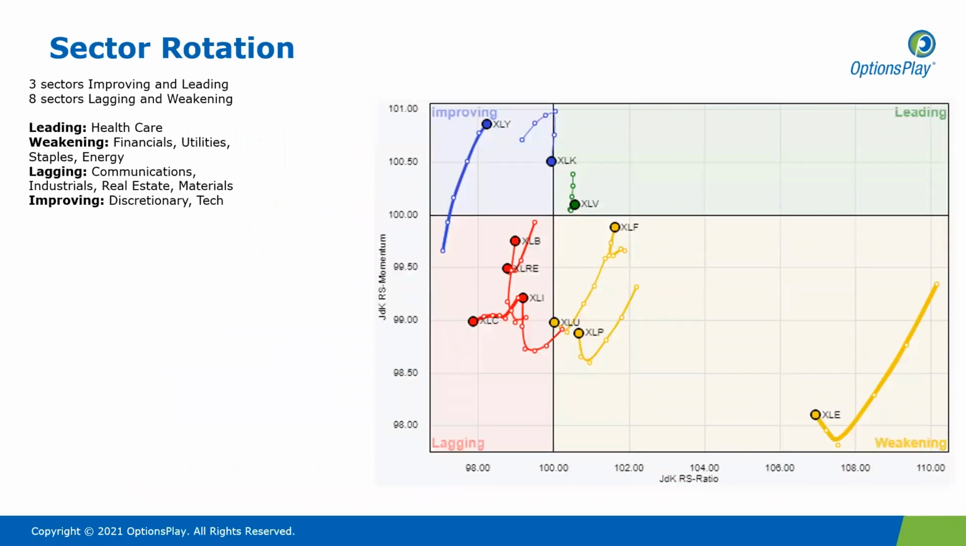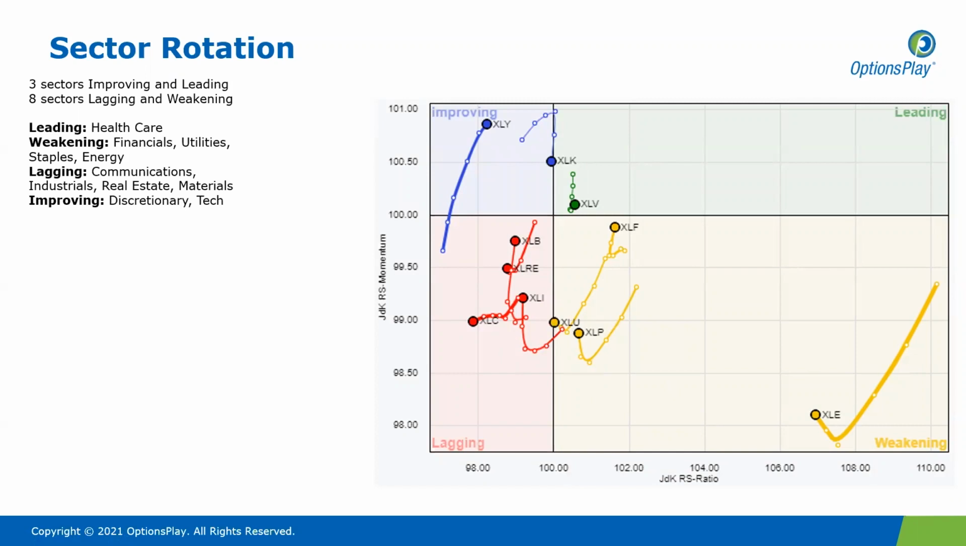So taking a look at sector rotation, we now have 3 sectors in the improving and leading category, 8 in the lagging and weakening. Not great, but in my opinion, there's still a lot of ambiguity here. Yes, from a broad perspective, it's never great to have the vast majority of sectors in the lagging and weakening categories, but we are starting to see a shift in momentum in many sectors within these categories.